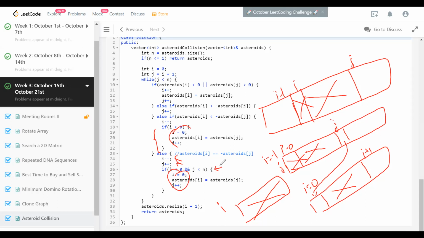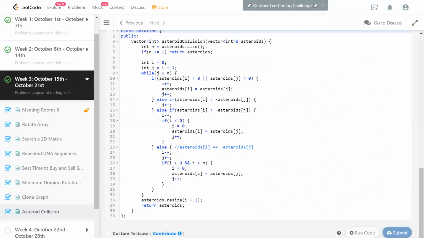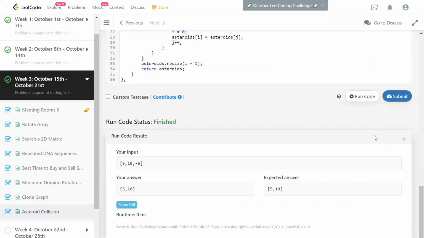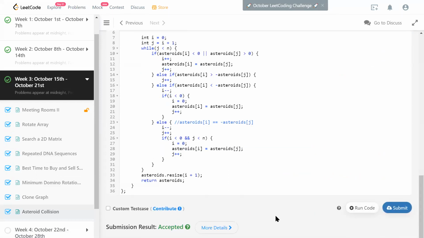All right. So now let me just run the code and show whether it works or not. Yeah, it works for the sample test case, and let's see. Yeah, it has been accepted. All right.